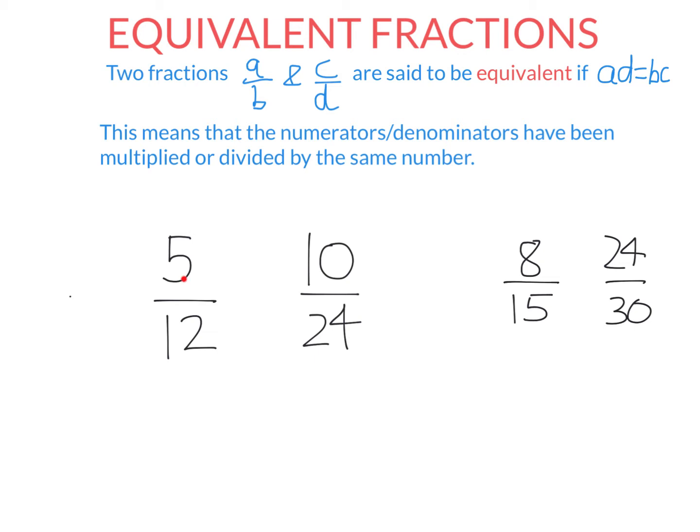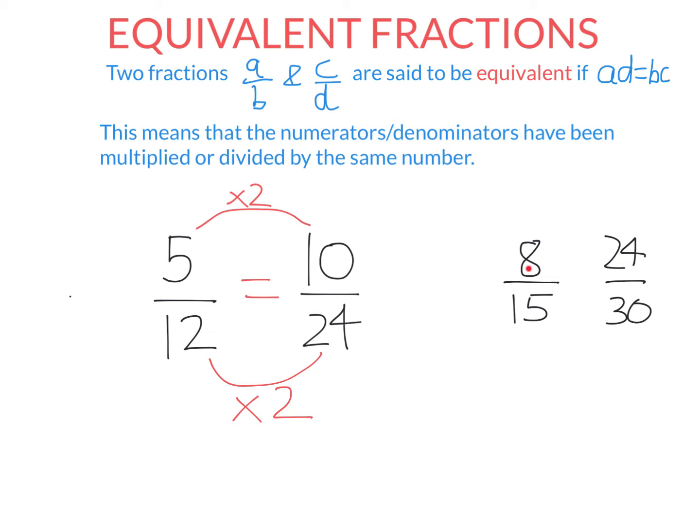Well, let's look at these two fractions, 5 over 12 and 10 over 24. Are they equivalent? Well, to go from 5 to 10, I've multiplied by 2. I've multiplied the numerator by 2 to get the numerator of this fraction. To go from 12 to 24, I've also timesed by 2. Because what I've done to the top is the same as what I've done to the bottom, I've multiplied top and bottom by the same number. These two fractions are equivalent. So we put an equal sign between them.